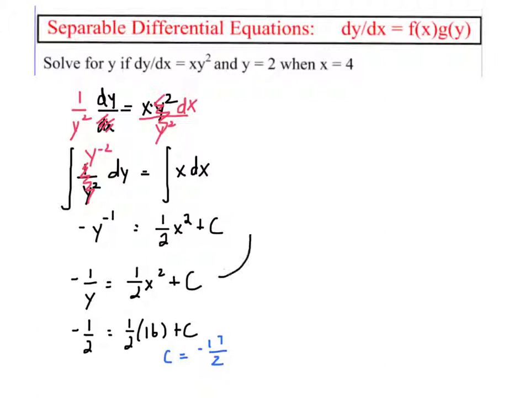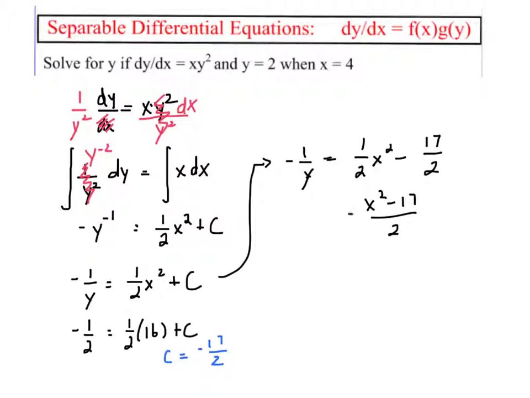So now I'm going to go back up here, and I'm going to say, okay, negative 1 over y is equal to 1/2 x squared minus 17 halves, like that. Another way you could look at this would be just x squared minus 17 over 2, since it does have a common denominator. All right, now I need to, first of all, get rid of the negative. So multiply everything by negative 1. It would change the signs. Then I need to get y equals, so I flip the left side and the right side.